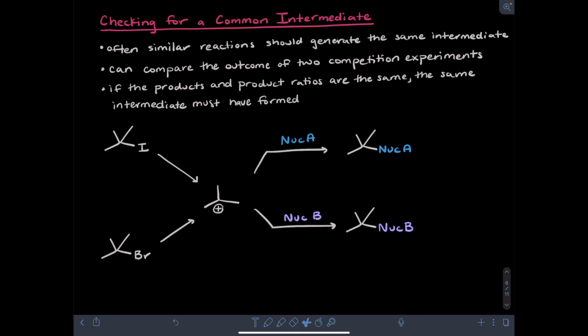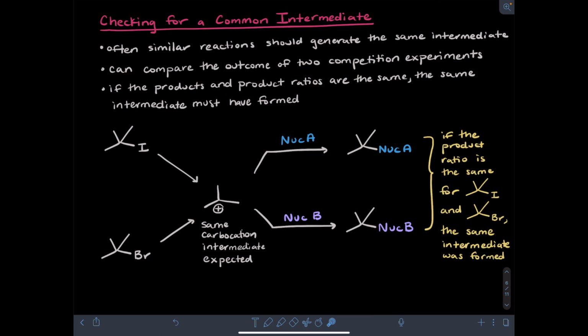Now imagine, what if we had just started with a tertiary alkyl bromide instead? We would expect this could also lose its leaving group to generate the same tertiary carbocation intermediate as in the alkyl iodide case. In your reaction with the alkyl bromide, you would also want to treat it with a mixture of two nucleophiles, and you would want to look at the product ratio here as well.